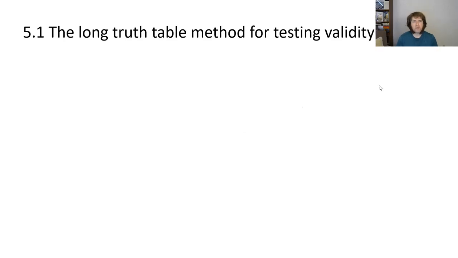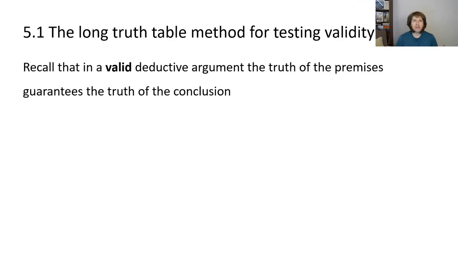Okay. So, this long truth table method, this is a very short chapter. In fact, there's not a lot to really say in terms of what new we need to learn here. It's actually really quite simple. We're just taking everything we've been doing so far, pulling it together, and then finally doing something with it. So what is this method?